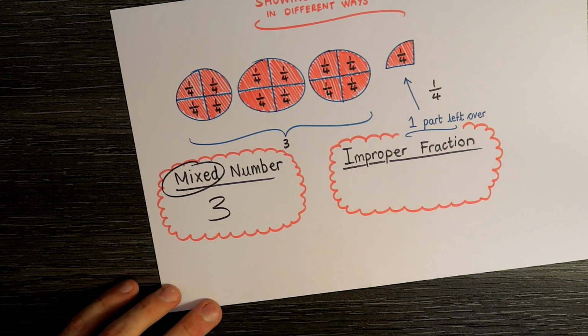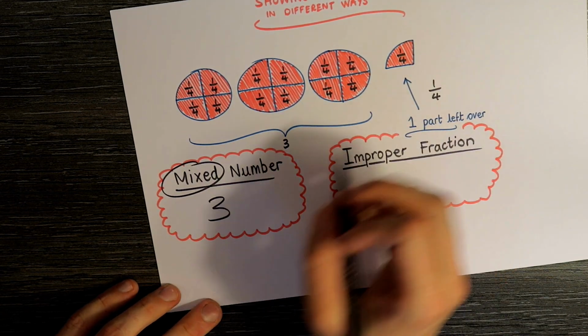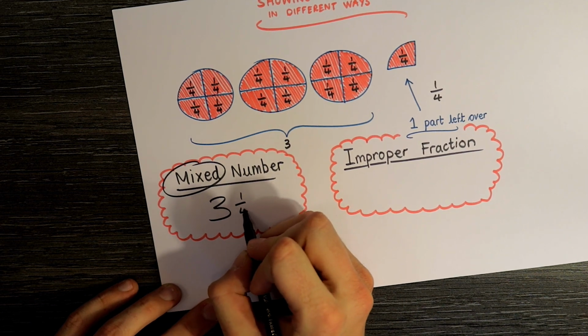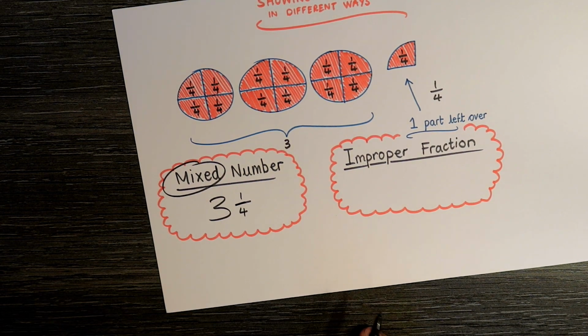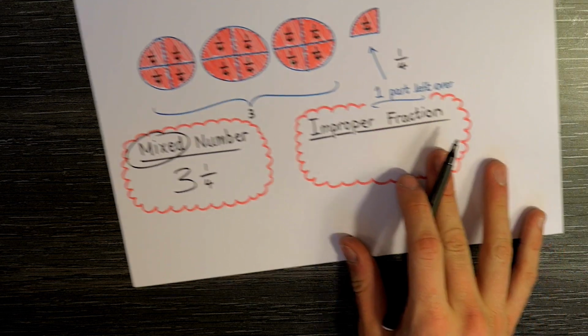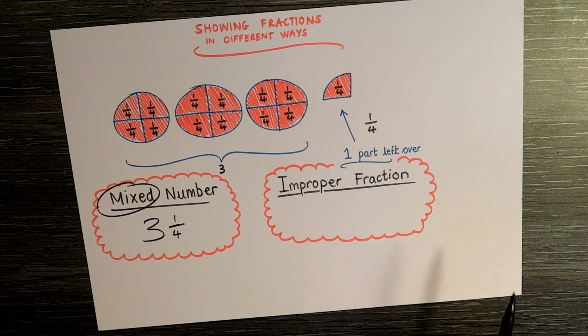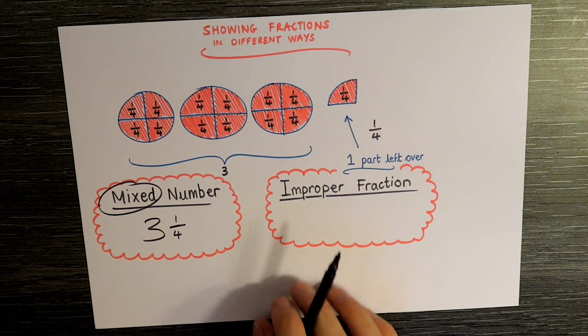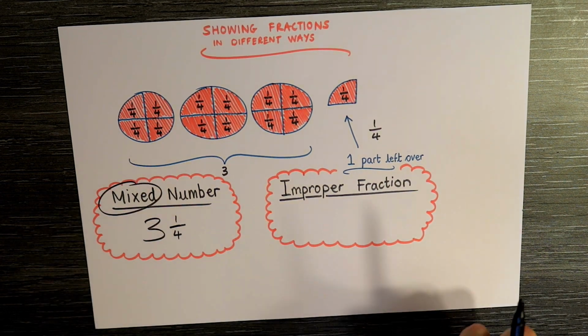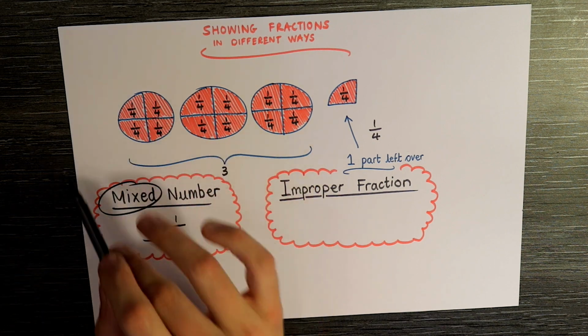I've got 3 pizzas and over here, I've got 1/4 left over. That's my mixed number. But that's not the only way I can write this, because I could also write it as just a fraction of how many pieces I have. Well, the denominator is 4 because the whole thing is cut into 4.